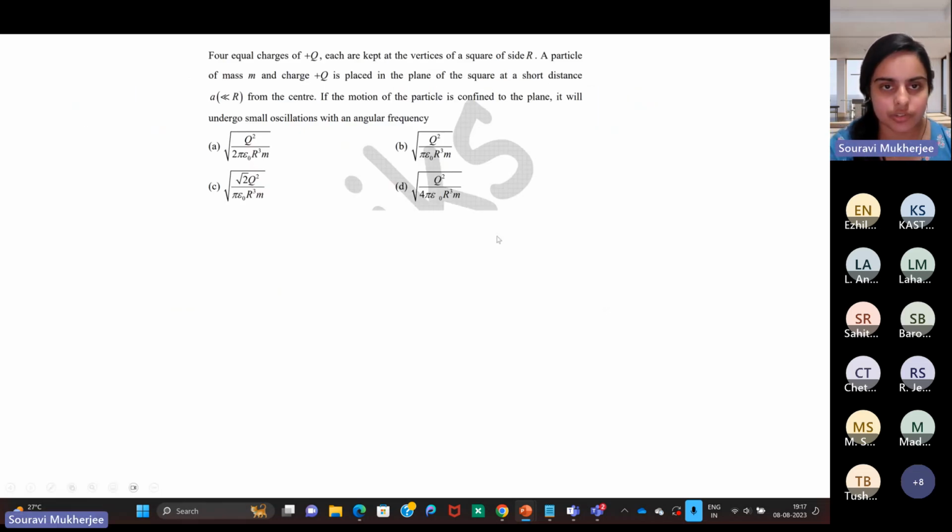Now this is another question. It's a different kind of question. Here it said that you have 4 equal charges, okay, of plus q, each kept at different vertices of some square of side r. Okay, so you have a square, and on all the 4 vertices you have 4 positive plus q charges. Now a particle of mass m and charge plus q is placed in the plane of the square at a short distance a, much less than r, from the center. Okay, so it's placed at some distance a from the center. Now, if the motion of the particle is confined in the plane, it will undergo small oscillations, and we want to find the angular frequency of the oscillation.